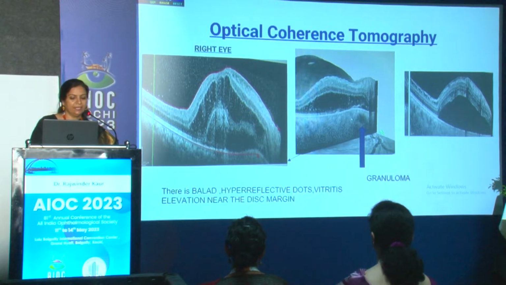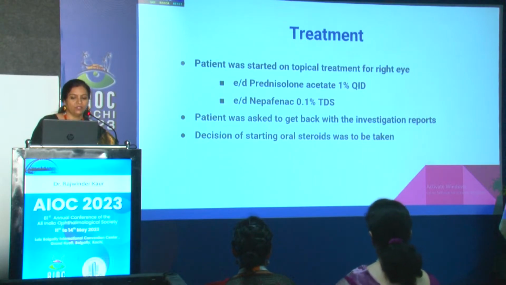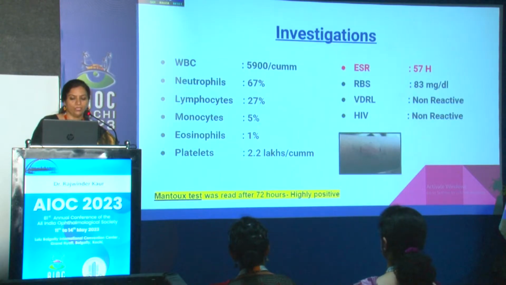There is a bleb with hyperreflective dots and elevation near the disc margin. We can see the granuloma here in the OCT. The patient was started on topical treatment for the right eye, prednisolone and another drop, and was asked to get back with the investigation reports, and the decision of starting oral steroids was to be taken. Mantoux test was read after 72 hours, highly positive.